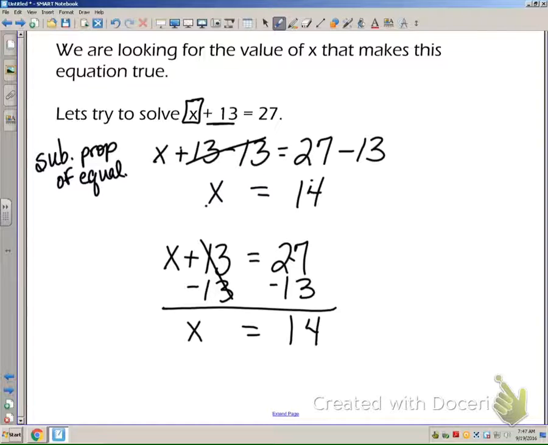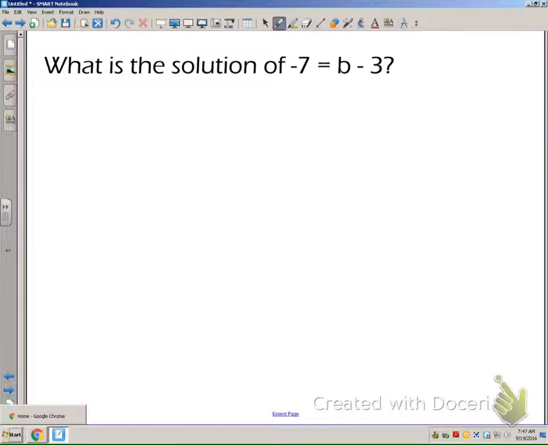And then, of course, you can always plug it back in and check. Is 14 plus 13 equal to 27? Of course it is. Okay, so now I want you to pause the video and see what you can come up with. What is the solution of negative 7 equal to b minus 3?